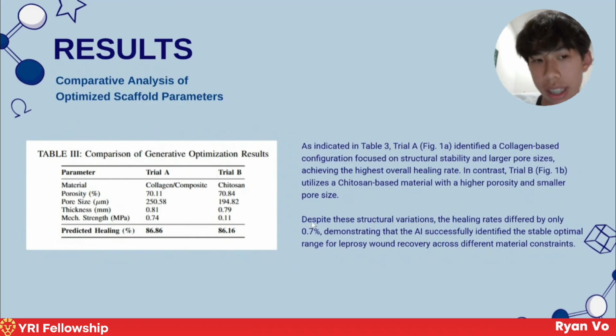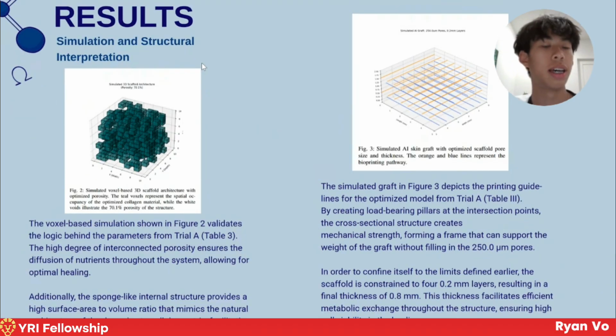And then another important thing about this is despite the structural variations, the healing rate only differed by 0.7, and that's showing how the AI is successfully able to identify a stable optimal range for this recovery, even with the different parameters. Here are some more results. This is simulation and structural interpretation. So here we can see this is in figure 2.